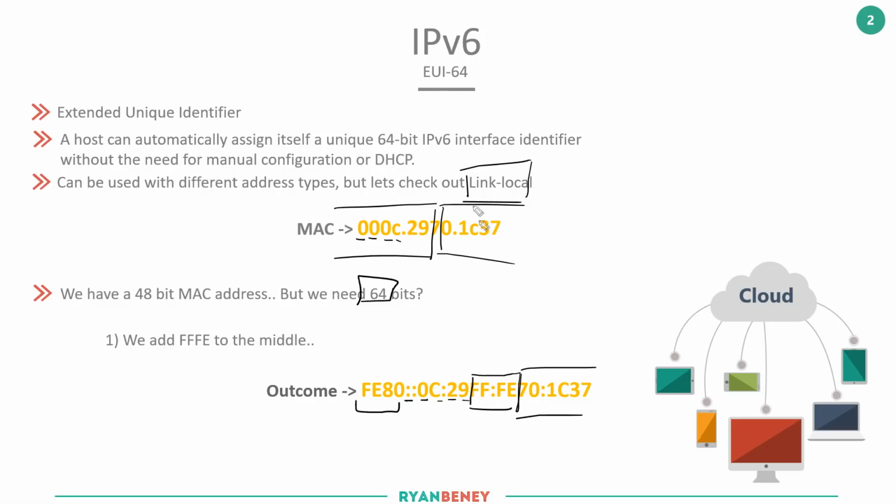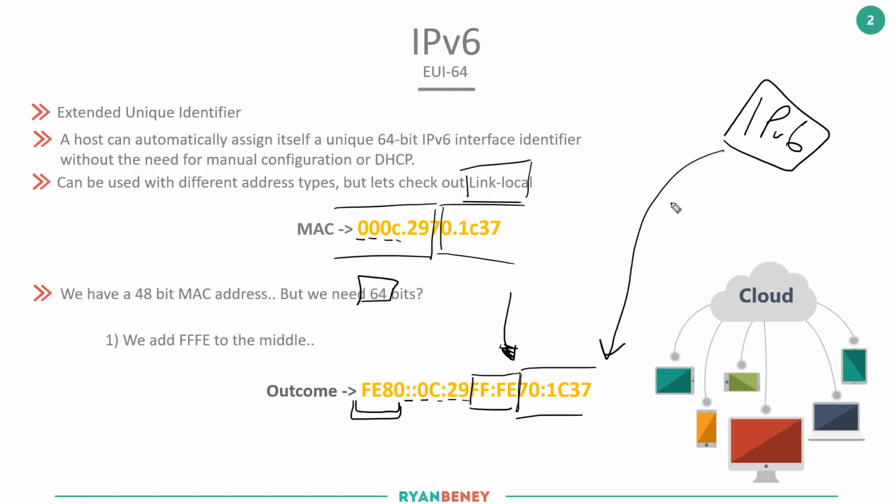Straightforward, right? We took the MAC address and we popped in FFFE into the middle of the MAC address, FE80 at the front because it's a link local, and this is an IPv6 address that we can assign somewhere. Simple. Now if you're thinking at this point, hang on a minute Ryan, that address looks too small to be IPv6, remember that the double colon represents a lot of zeros, and those zeros are what make up the full address. So keep that in mind.